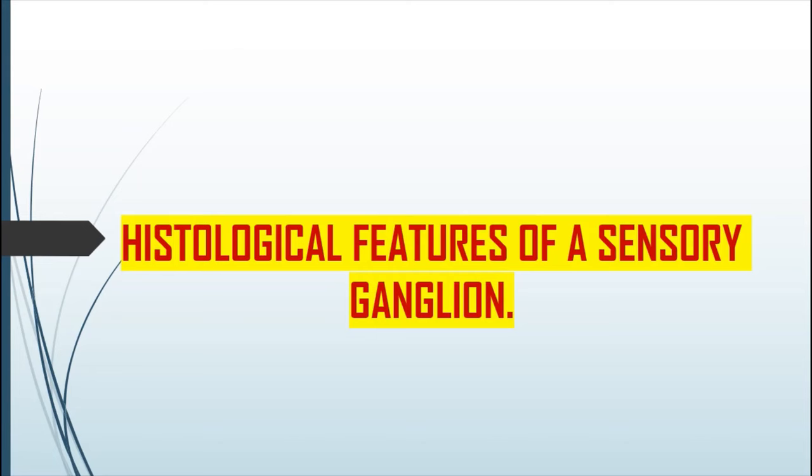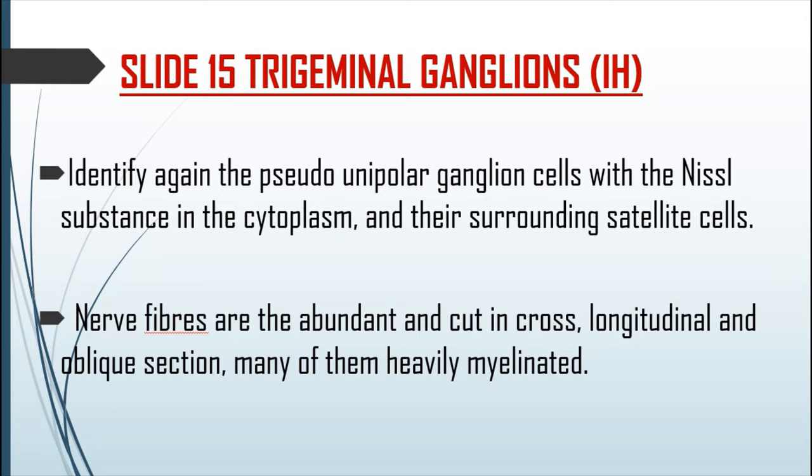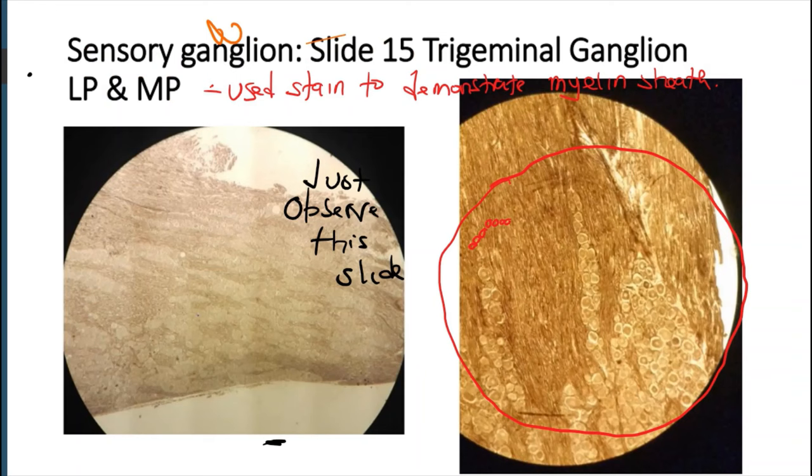All right, let's move on and look at the histological features of a sensory ganglion. Here you identify the pseudo-unipolar ganglion cells with Nissl substance in the cytoplasm and their surrounding satellite cells. So this is very, very important. You just observe this at low power.